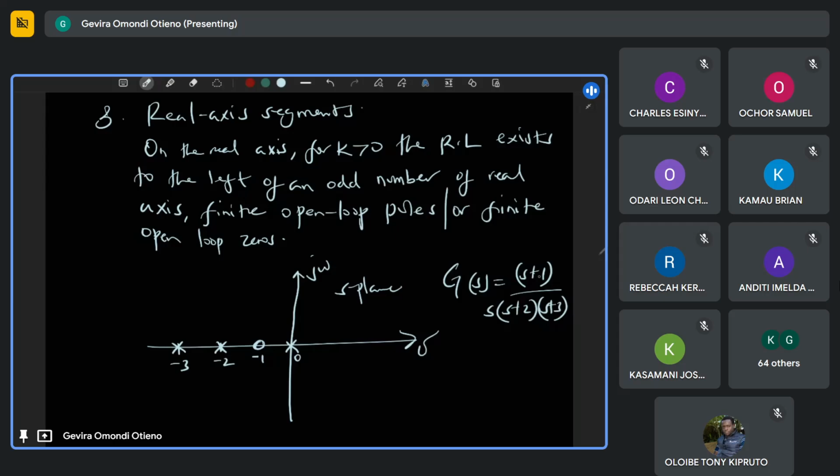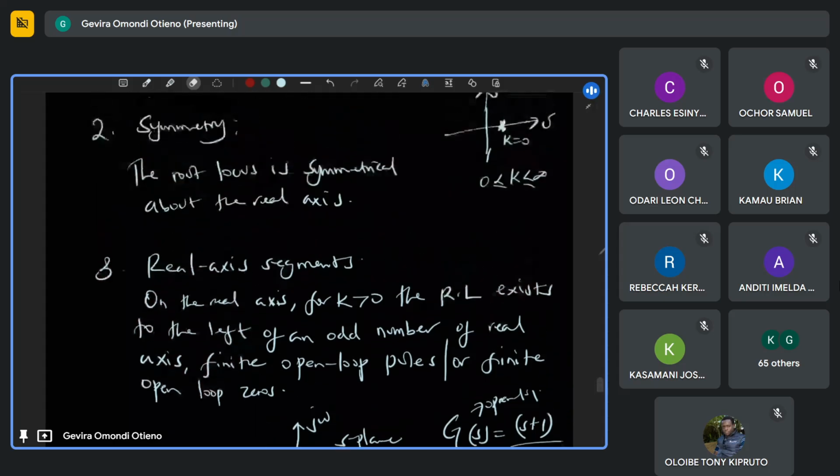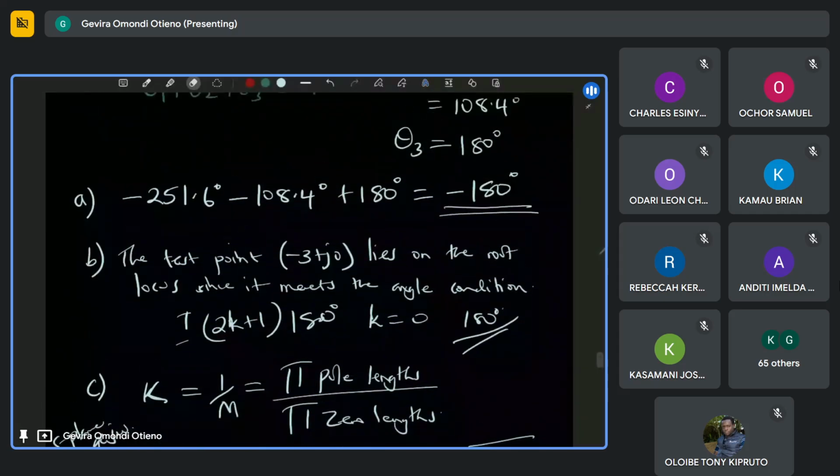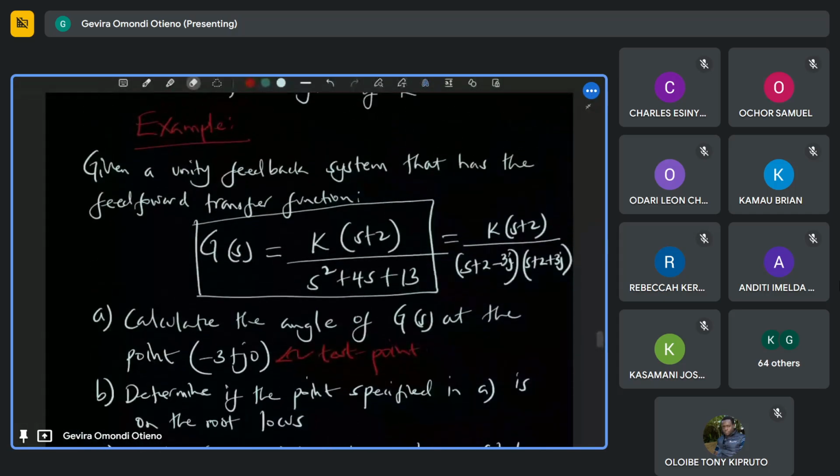So notice I've just plotted. Remember, this is the open loop poles and zeros. If I were to get the closed loop poles and zeros, it would be 1 over 1 plus G of S, H of S. Then I would get the roots of the characteristic equation. But these are open loop poles and zeros. So please note, whenever you're plotting the root locus, whenever you're sketching the root locus, we are using the open loop poles and zeros, aka we are using the feed forward transfer function.